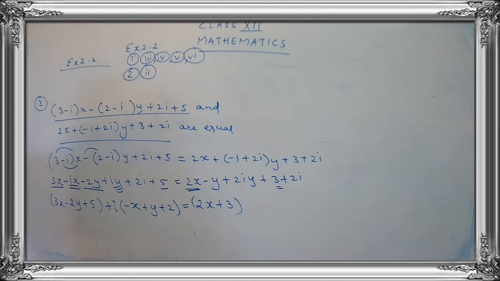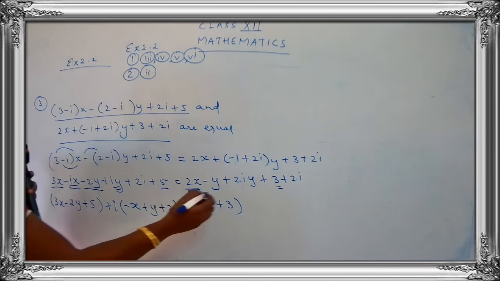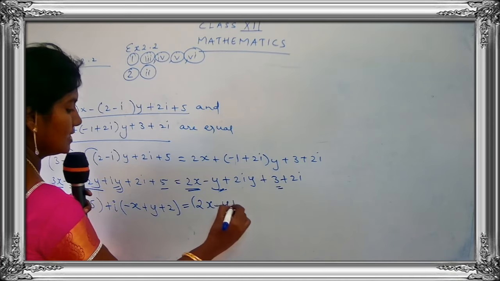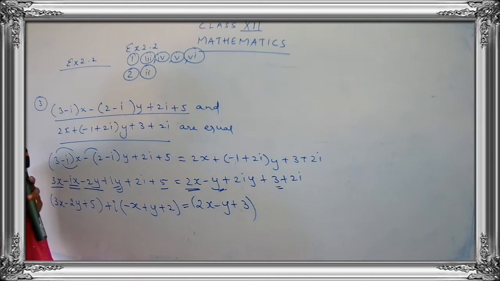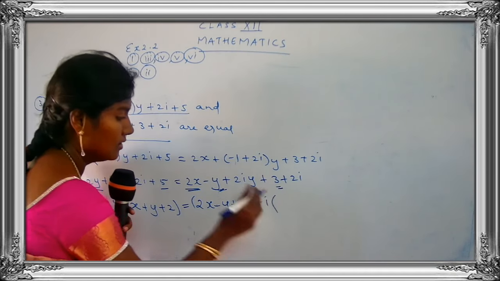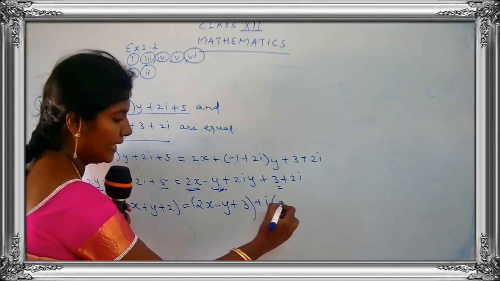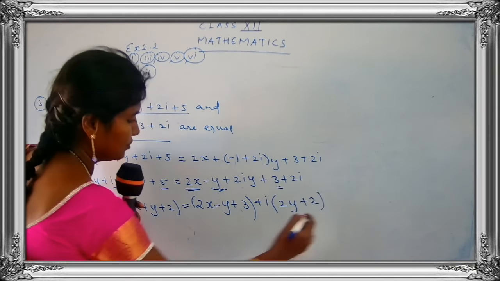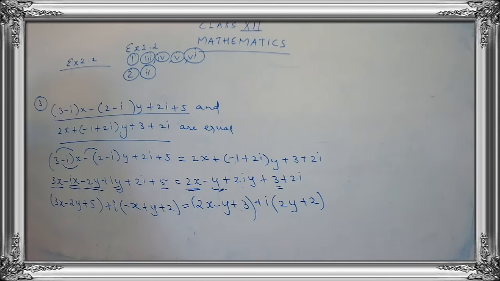Yeah, one more thing we have left. What is that? 2x, y is there, yes? 2x minus y plus 3. This is the real part. Now go for the imaginary part. So take plus i common. Plus i. What is left? 2y plus 2. So we have grouped the numbers as real part and the imaginary part.